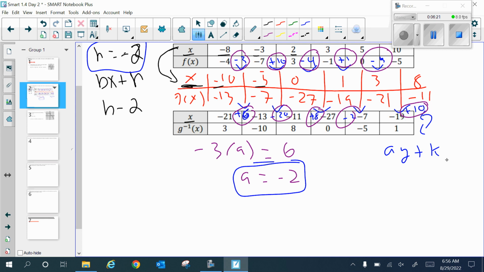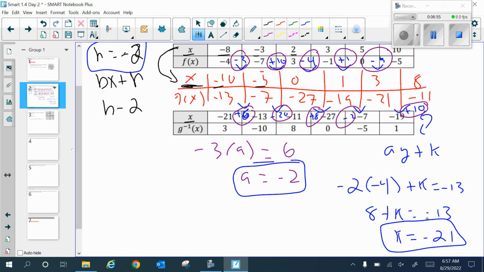So I know if I plug in an f of x value for y, it should give me a g of x value. So I have -2 for a times some y value. Let's use -4, the very first f of x value, plus some k value that I don't know, should equal the point that it transforms into, which is -13. So what I get is 8 plus k equals -13, or that k equals -21. And that's what your k value is going to be. So here, k equals -21.